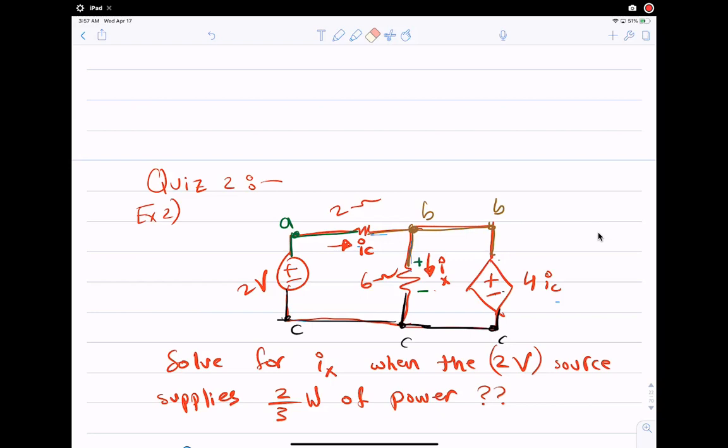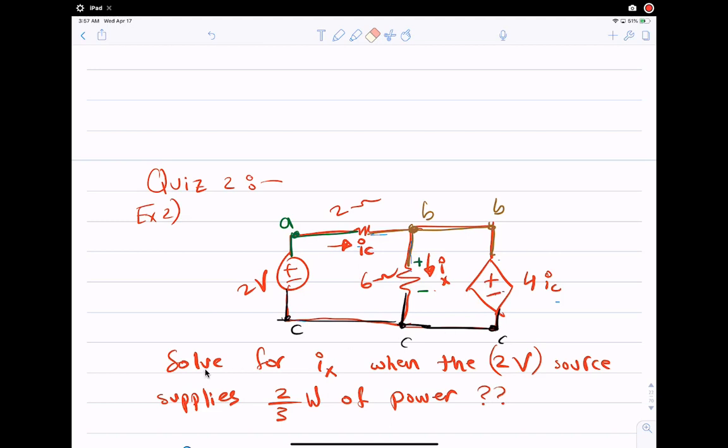Hello, I will be discussing another example on Ex2. For this example, it's simpler, it does not have any switches. I have a voltage source, independent one, a resistor which has a current IC, another resistor IX, and then a dependent source.